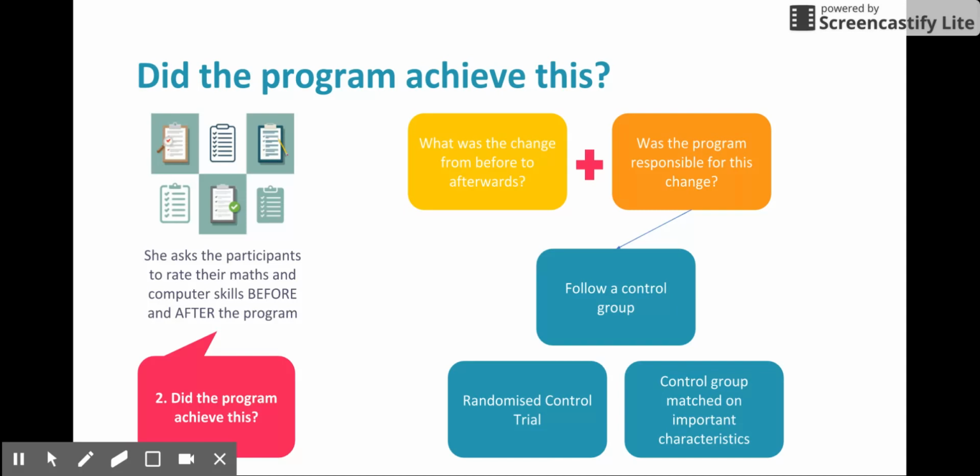Sometimes randomly allocating people to a programme is not practical or ethical, and so we follow a group of people who are similar in lots of characteristics to measure their skill improvement. A third alternative is to discount the change we see by a dead weight. This is the average percentage change that research on similar programs tells us would have happened anyway.